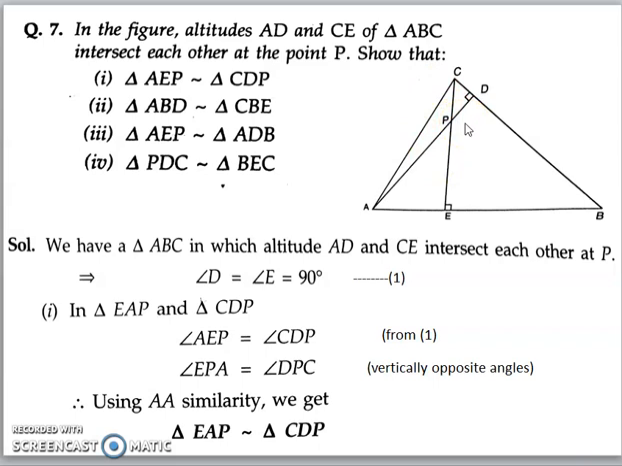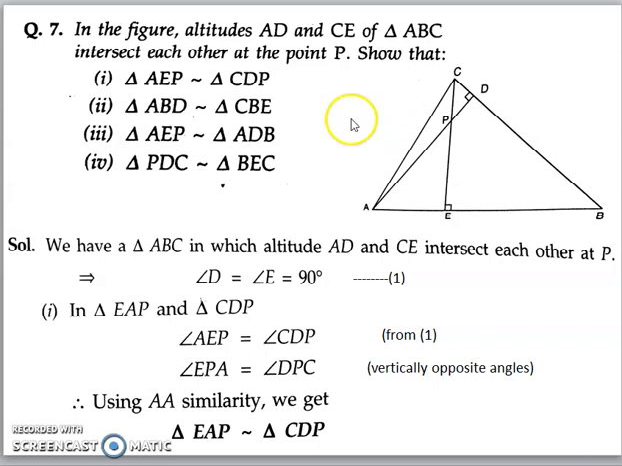Show that, first part, AEP is similar to CDP. So please observe the triangles first which you have to prove similar. Now in both the triangles, this angle P is the vertically opposite angle, and here angle D is 90 and here angle E is 90. So one pair of angles is equal to 90 degrees each, and we have another pair which is vertically opposite. So two angles are equal. By AA criteria we can say the triangles are similar.